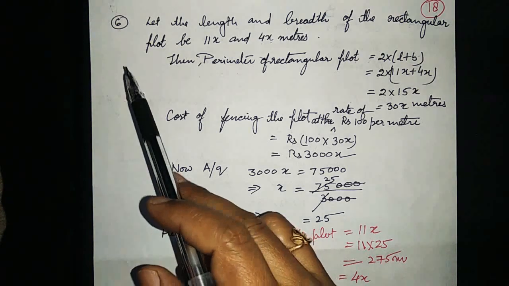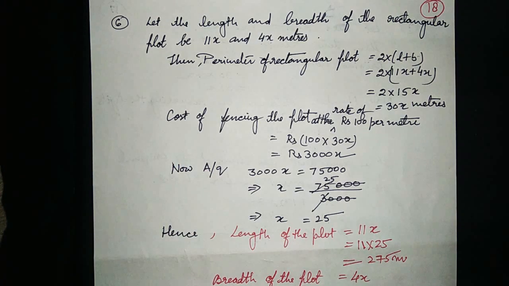Now see question number 6. There is a narrow rectangular plot reserved for a school in Hazelbury village. The length and breadth of the plot are in the ratio 11:4. At the rate of ₹100 per meter, it will cost the village panchayat ₹75,000 to fence the plot. What are the dimensions of the plot?